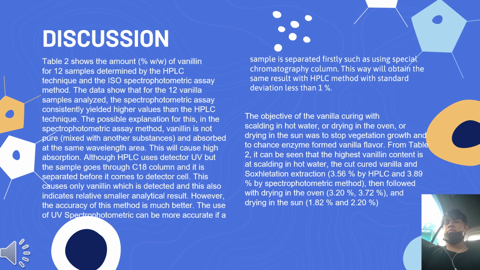The use of UV spectrophotometric can be more accurate if a sample is separated first, such as using a special chromatography column. This way will obtain the same results as the HPLC method with standard deviation less than 1%. The objective of the vanilla curing, with scalding in hot water or drying in the oven or drying in the sun, was to stop vegetation growth and to change enzyme forms of vanilla flavor.